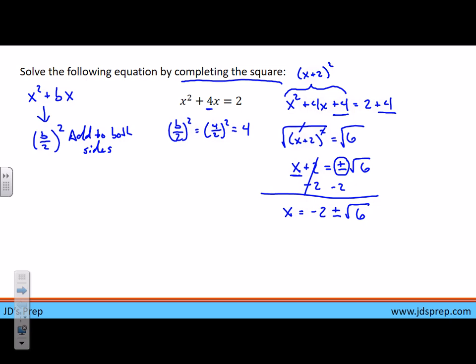So these two solutions that we have now are x equals negative 2 plus the square root of 6, and x equals negative 2 minus the square root of 6. Either one of those two x values, if we plug them back into the original equation, would give us a true statement.